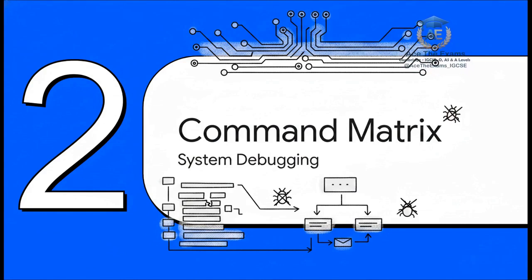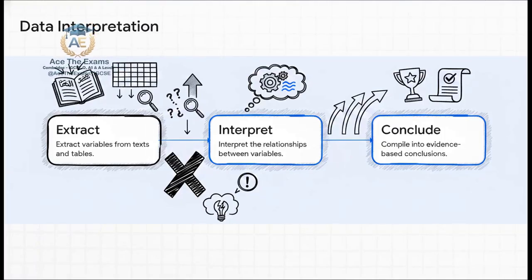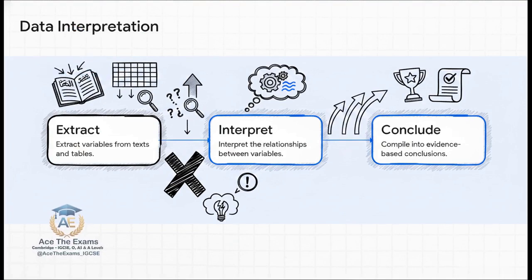Let's look at how Alex and Sam can process exam data systematically without crashing the program. Notice the strict procedural framework here. Data interpretation isn't a guessing game, guys. It requires a hard-coded sequence. Step 1, you have to extract accurate variables from the provided texts and tables. Step 2, you interpret the relationships between those variables. And Step 3, you compile that into evidence-based conclusions.